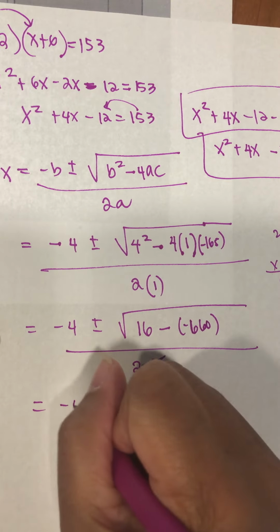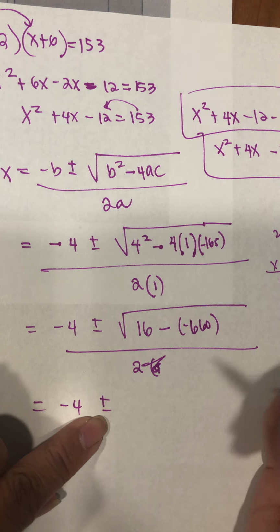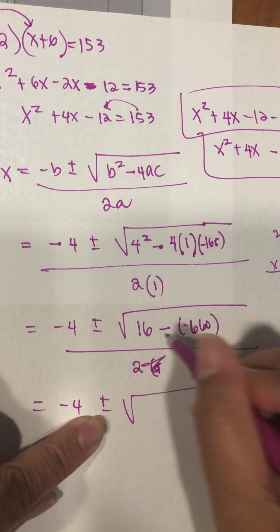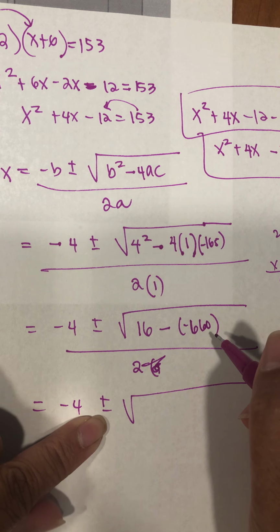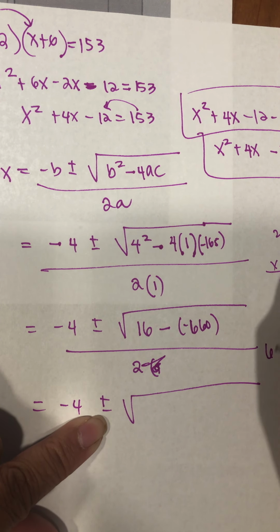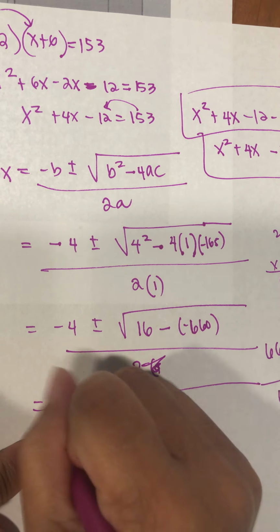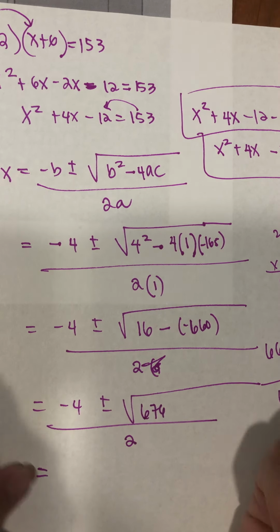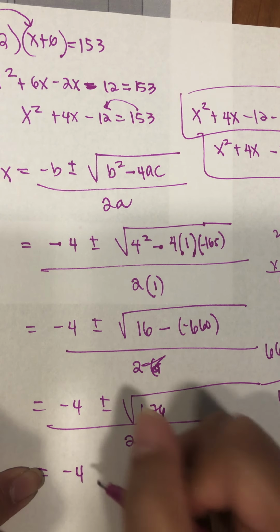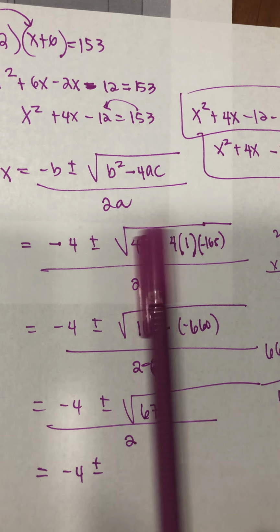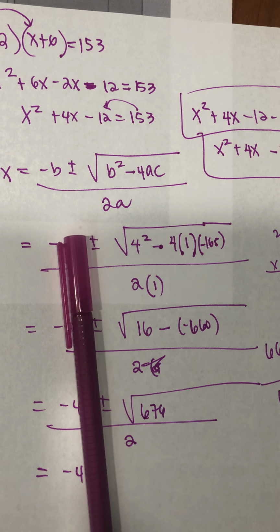So now you have negative 4 plus minus, what is 16 minus negative 660? So that would give you 660 plus 16, 676, all over 2. So equals negative 4 plus minus, okay, I've got to get a calculator.